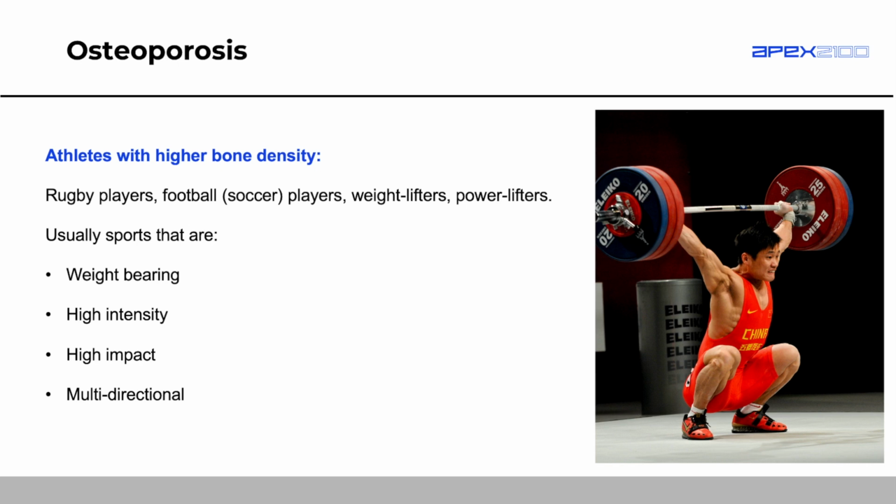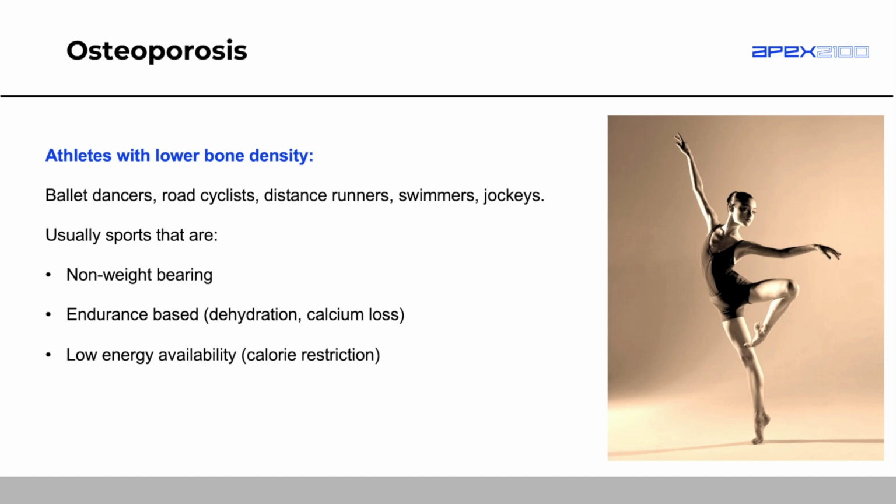So in sports where there's no weight-bearing effect, we could see the opposite occur. So let's have a look at athletes with lower bone density. As examples, swimming or cycling, we generally see athletes with a lower bone density. Not necessarily low as in they're at risk of osteoporosis, but low as in it's lower than the other sports we said previously. So they might still be higher than the average person, but lower compared to some other sports.